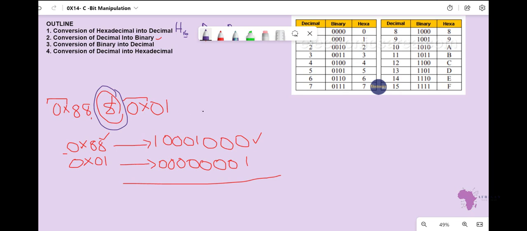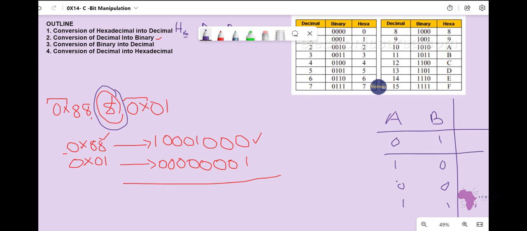AND has two values, A and B. Then we have 0, 1, 1, 0, 0, 0, and 1, 1. What does this tell us? Whenever both of them are true, that is when it becomes true, when both of them are 1. So here, 0 and 1 will give us 0. 1 and 0 will give us 0. 0 and 0 will give us 0. The only instance when we have 1 and 1, it will give us 1.